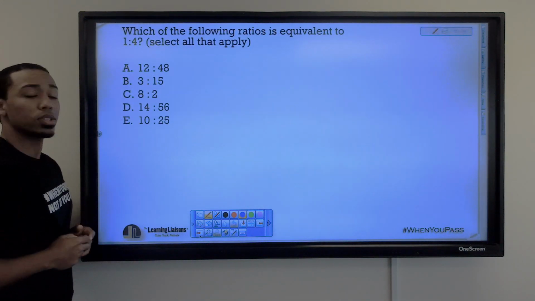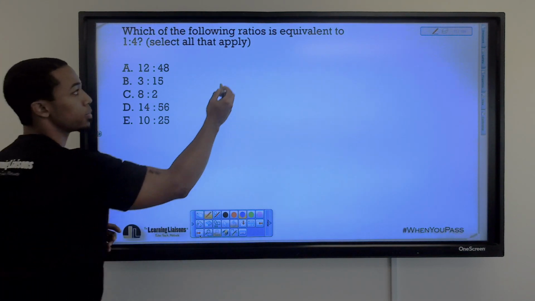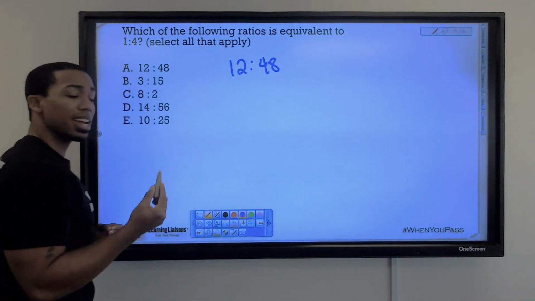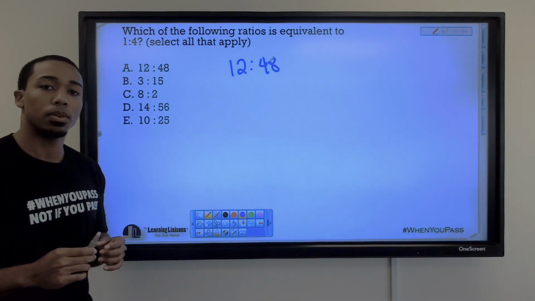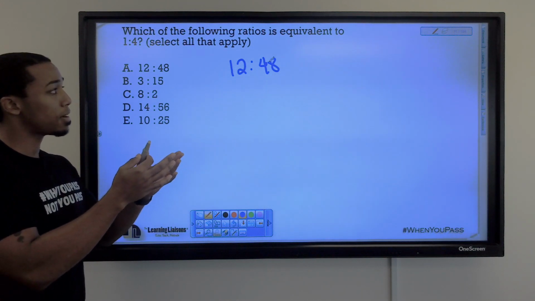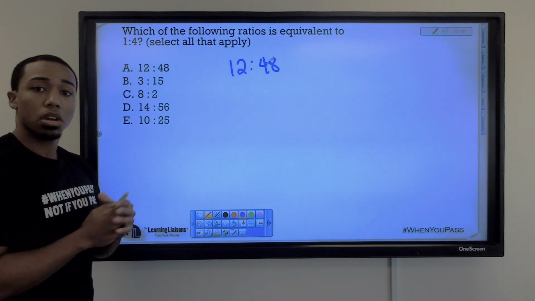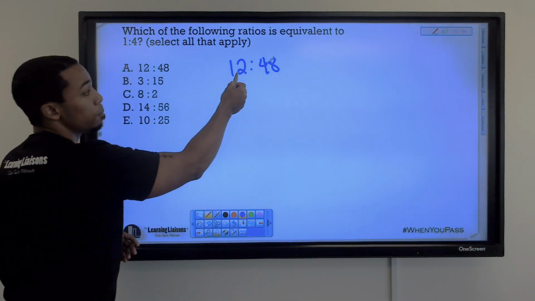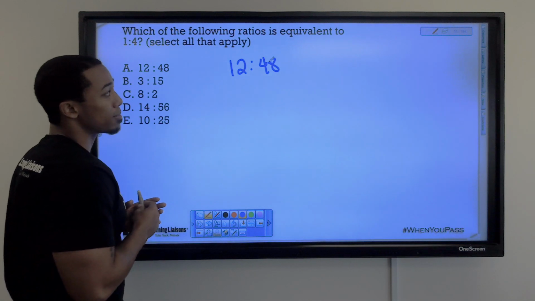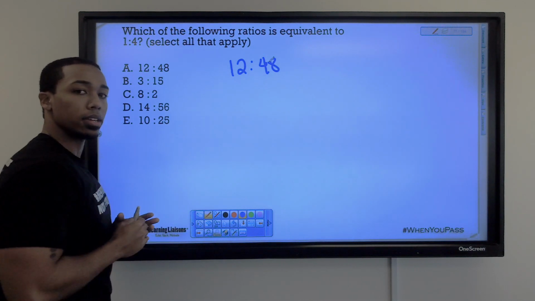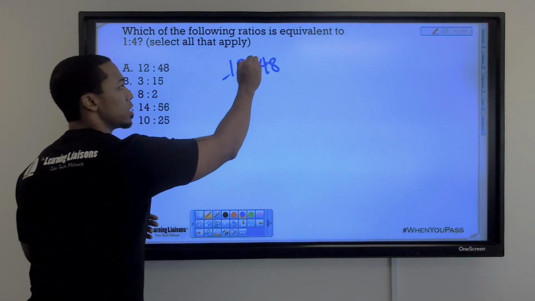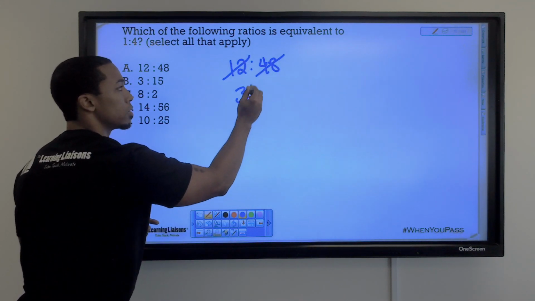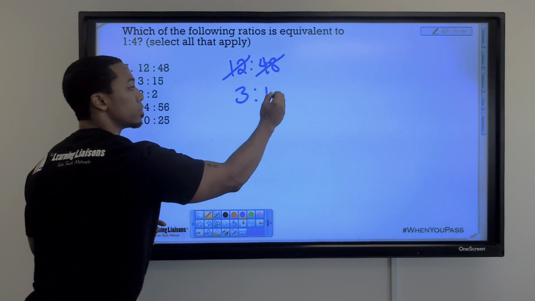Let's start off with answer choice A, 12 to 48. Just like we did in that last example, we want to find which common factor we have and then reduce it, because 1 to 4 is already in simplest terms. So, 12 to 48, off the bat, I know that 4 goes into 12 and 48. So I can divide 4 out of both of these. 12 divided by 4 is 3, and 48 divided by 4 is 12.